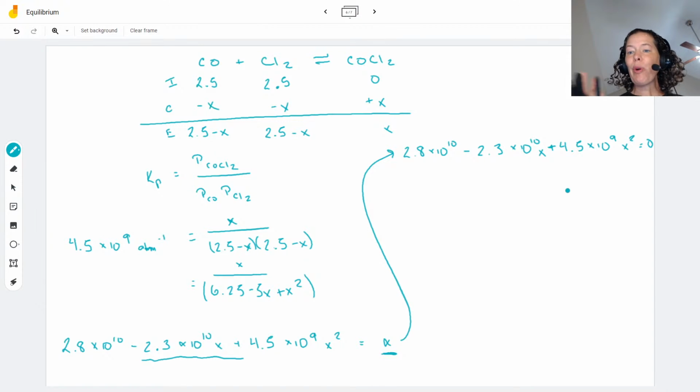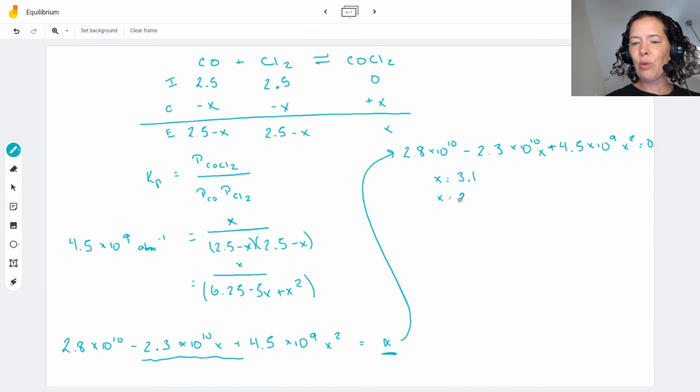So I can use my program in my calculator to get values for x. And because it's a quadratic, I get two values for x. So I get x is equal to 3.1, and I get x is equal to 2.0. So very often you'll have one value be negative and one value be positive, and it's very easy to drop that negative value. But here we've got two positive values, so we need to decide which one is valid and which one is not valid.